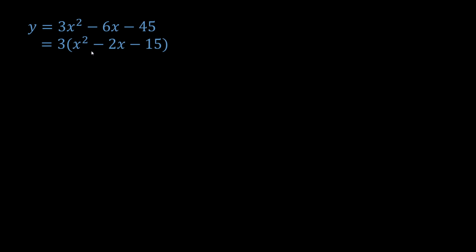Okay, so now we've got this new equation here. We've factorized out the 3. Now we have a monic quadratic in the brackets here, where my a coefficient is 1. So now my a coefficient is 1, b is negative 2, c is negative 15. We're going to complete the square of these brackets first, and then we'll just multiply everything by 3 at the end. So let's do that.